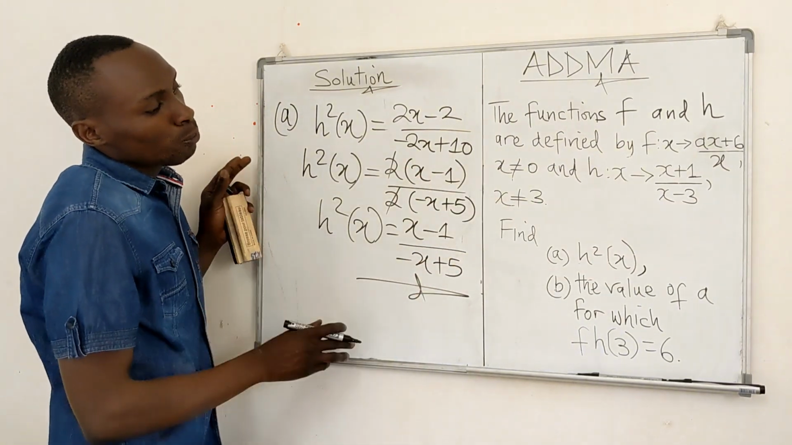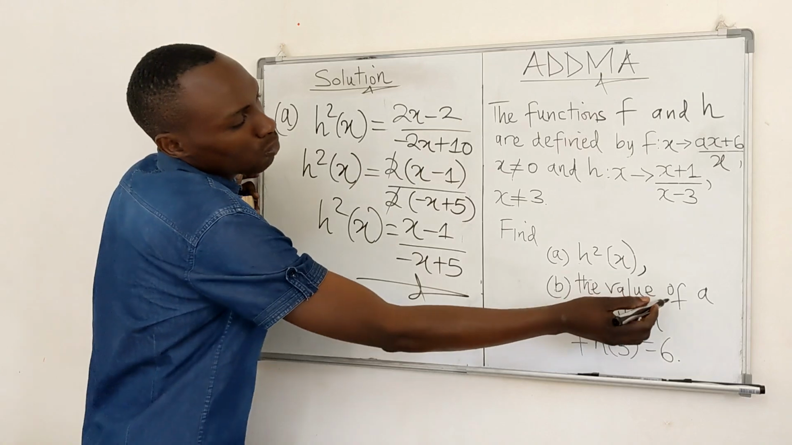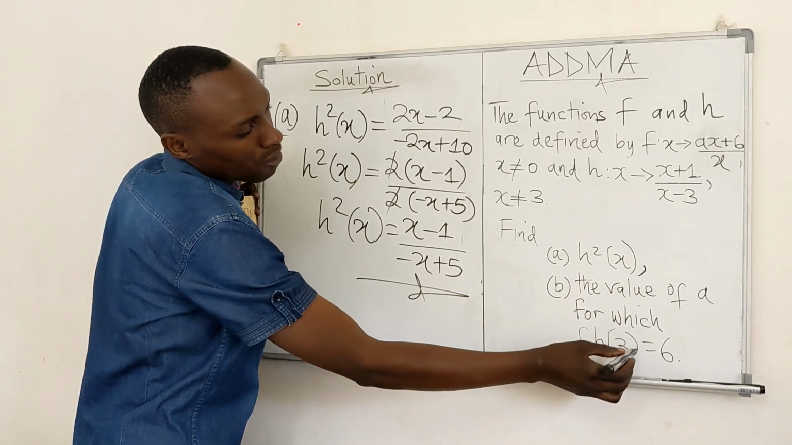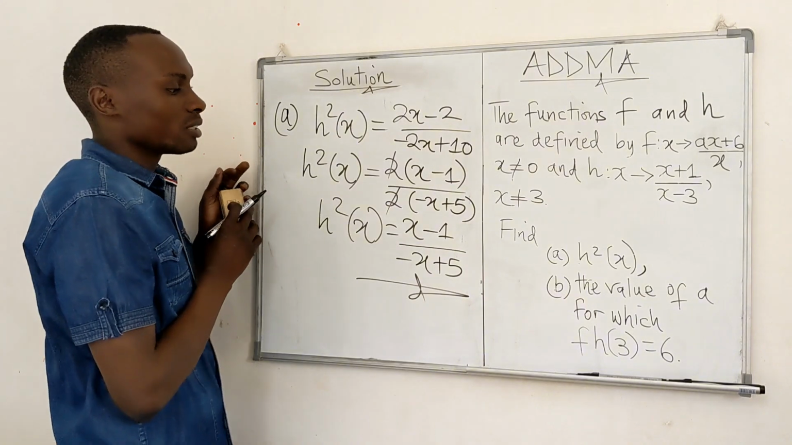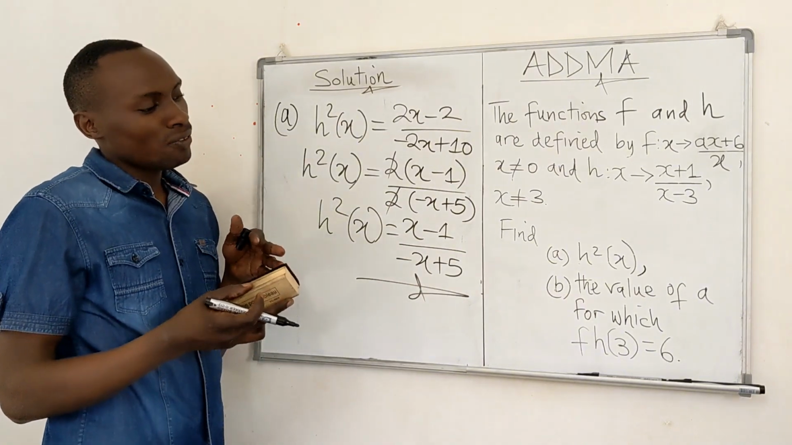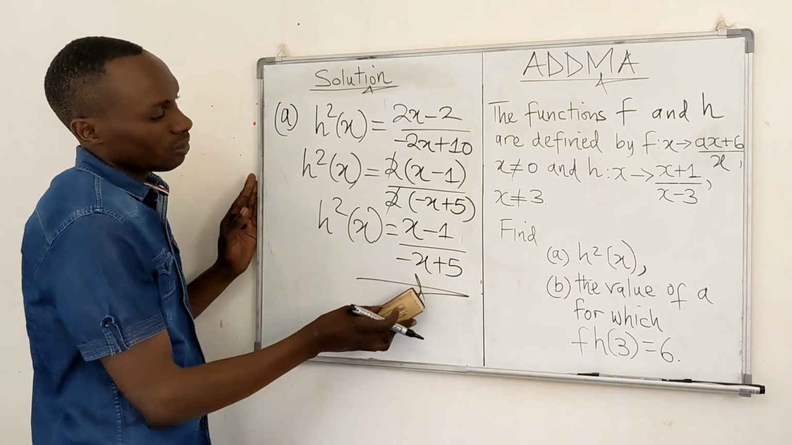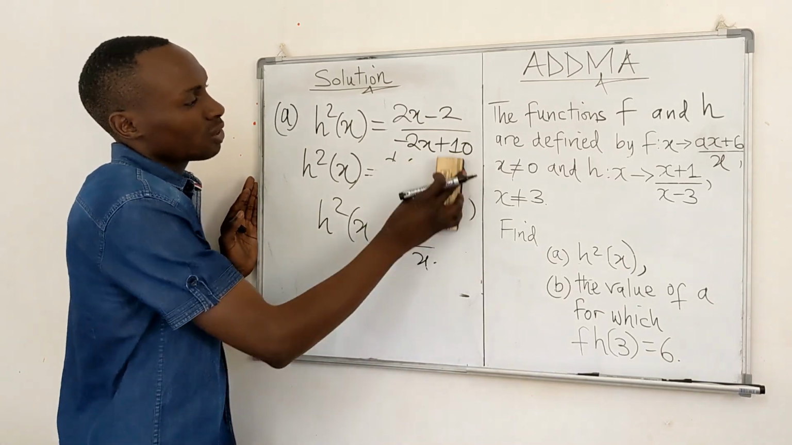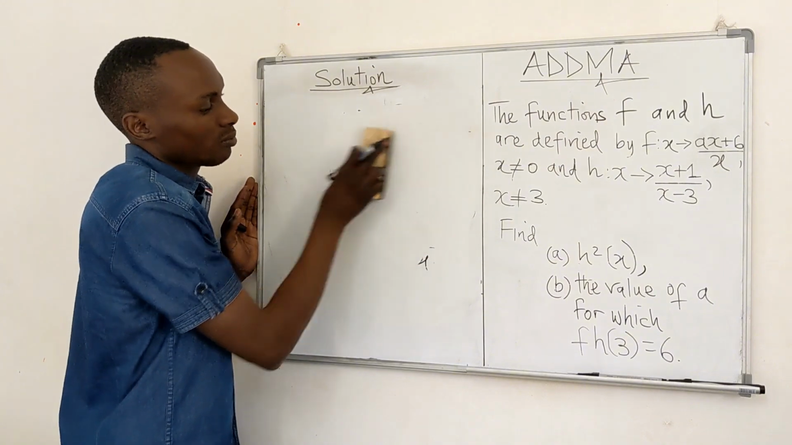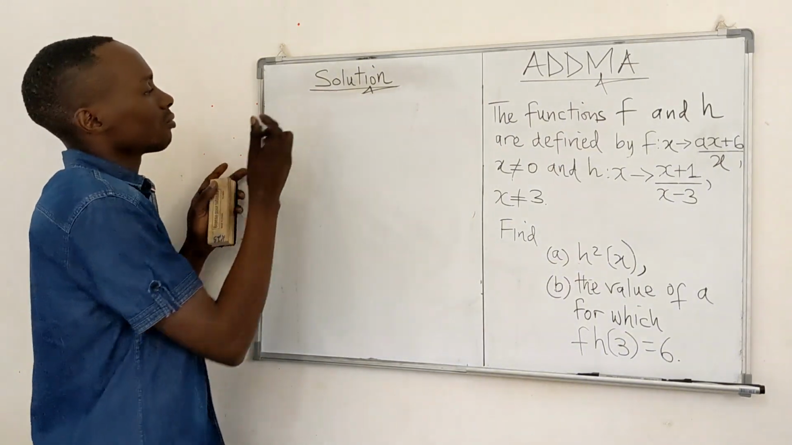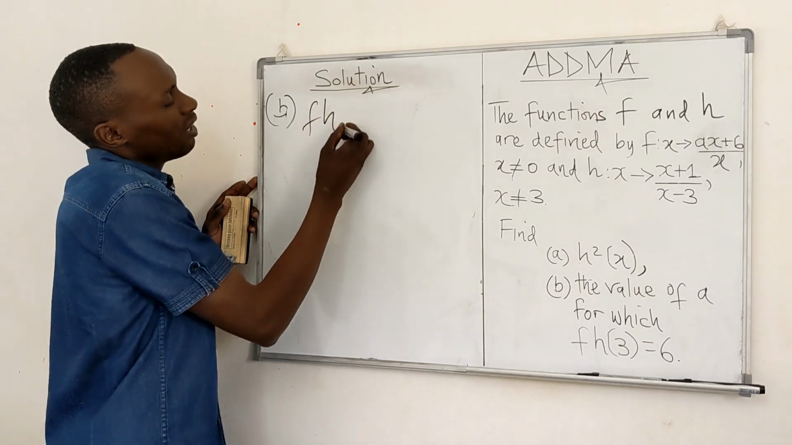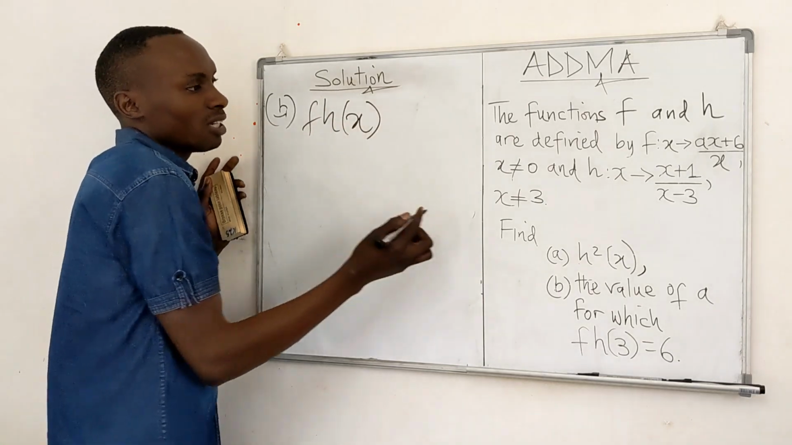Then moving on to b, the value of a for which fh of 3 is equal to 6. For this one, we are going to start with finding fh of x. So let's get fh of x. So b, what is fh of x?